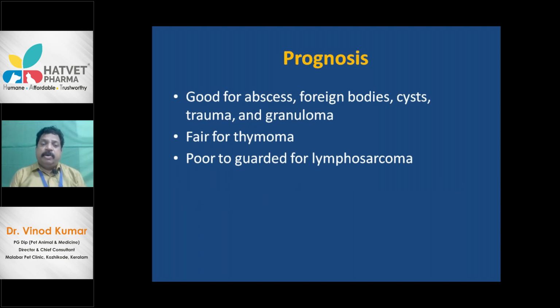Then coming to the prognosis of mediastinal diseases. If it is an abscess, it has a very good prognosis, because an abscess sometimes may rupture or sometimes may undergo lysis. So prognosis is good for an abscess. Foreign bodies, of course, somehow you may be able to operate and pick it out. Cysts, it is a good prognosis. Trauma, of course, gives good prognosis. It will be okay in some time. And granulomas. So all these abscesses, foreign bodies, cysts, trauma and granuloma have good prognosis.